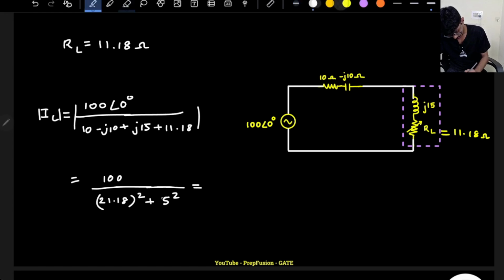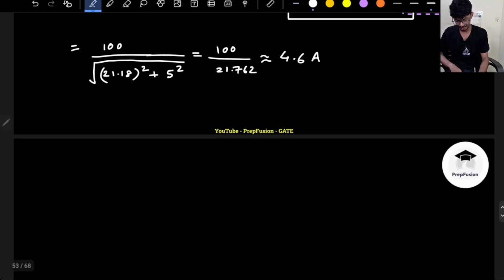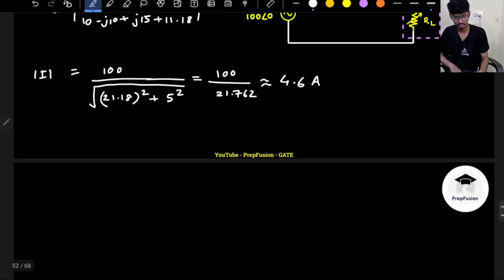So this will be 100 divided by 21.762. Okay, so what will be your current? It will be 4.6, approximately equal to 4.6. I don't care about the phase, I just care about the magnitude of current, right?